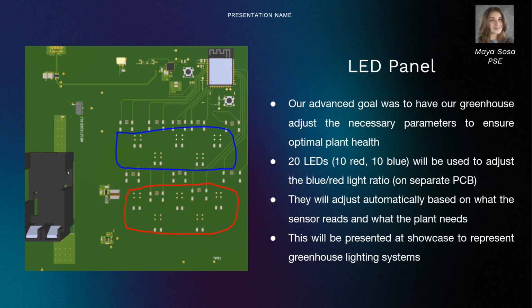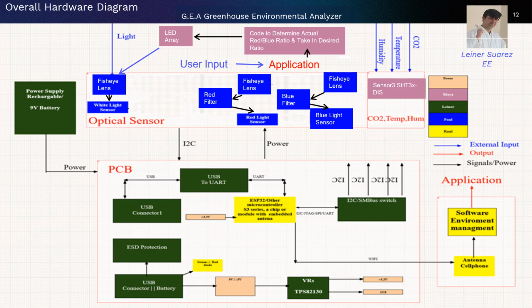It is going to be on a separate PCB and have 20 LEDs, 10 red and 10 blue, and is going to adjust according to what the sensor reads and then what the plant needs, depending on which type of plant it is and the stage of growth it is in. Overall hardware diagram, I will be focused more on the PCB part that we can see on the left side.